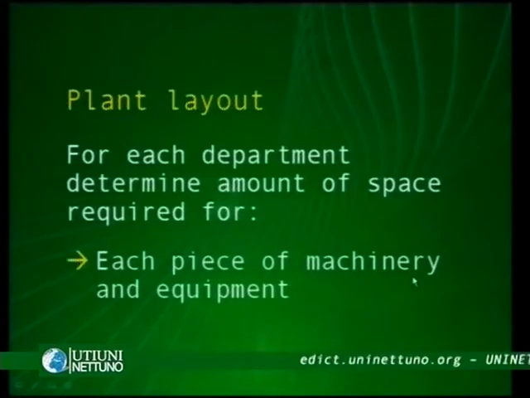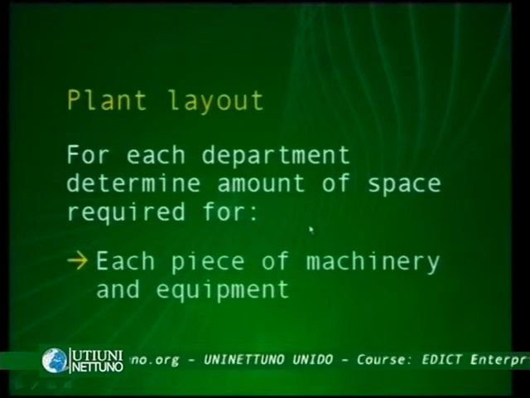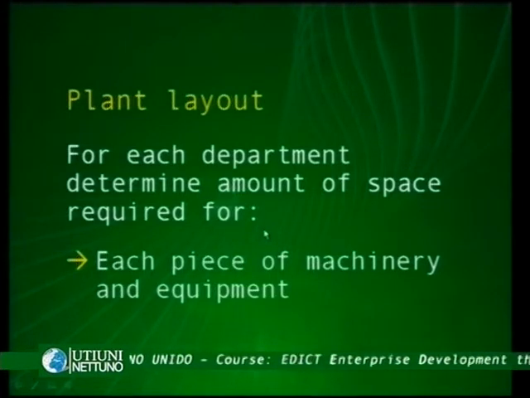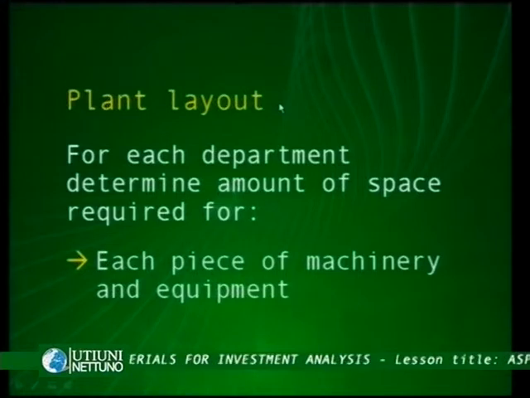Another element is the plant layout. So for each department, we should determine the amount of space which is required for different elements. Before starting with the analysis of the elements, we should recall the fact that since we have to combine different resources into production, and since we are familiar with the idea of flows crossing the plant and involving the old layout, the layout of the plant is crucial, since according to the physical shape that we give to the plant, we are able to be more or less efficient in terms of resources, we might be able to be less or more effective in terms of the usage of the resources themselves.